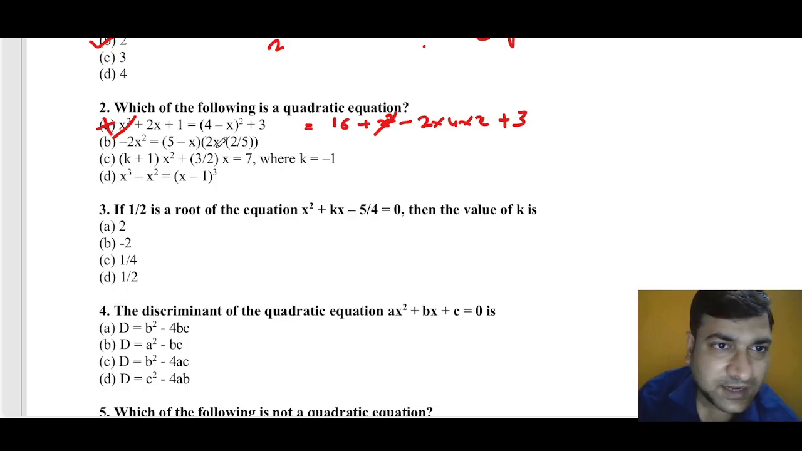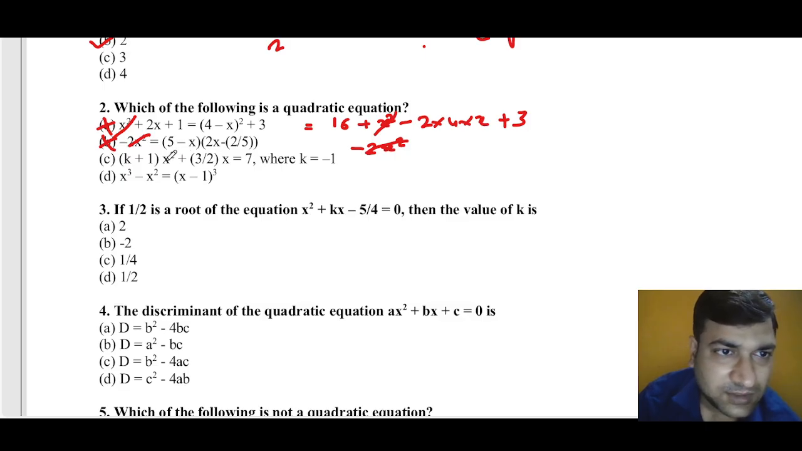Understood? In the second equation, if we solve this, x multiplied by minus 2x, minus x multiplied by minus 2x, so that is minus 2x square. And here also 2x square. This will also cancel out. So this is not the answer of this question. This option is also incorrect.